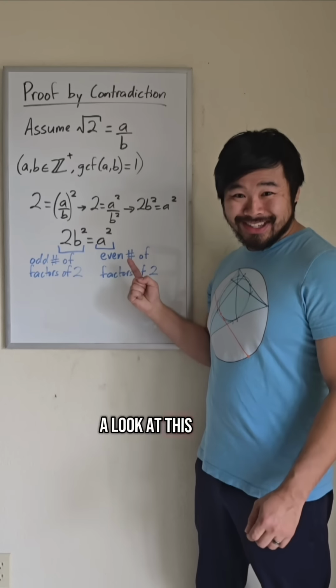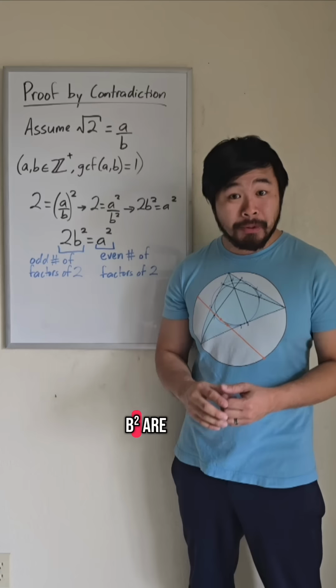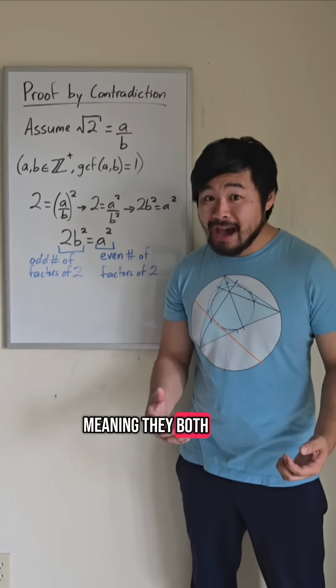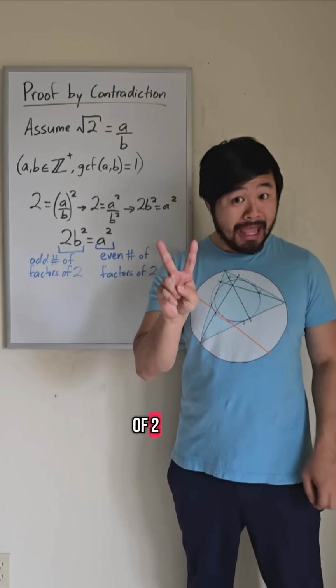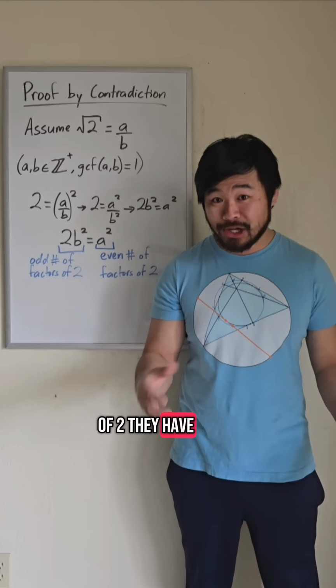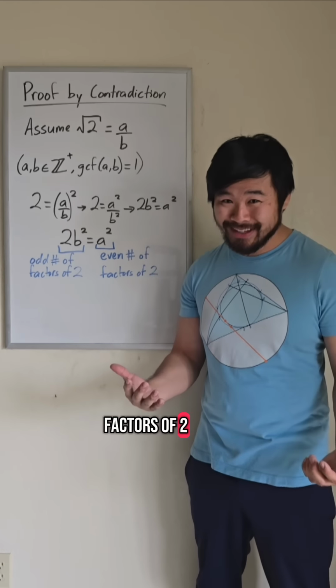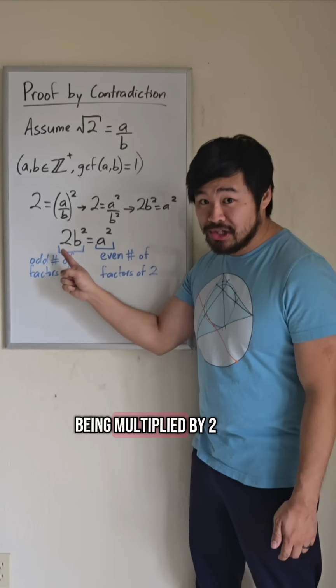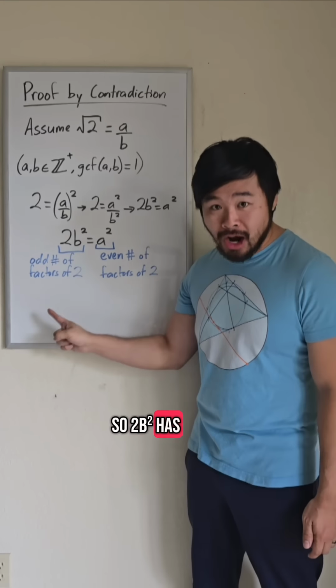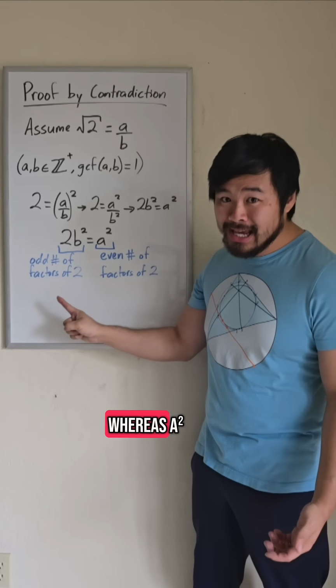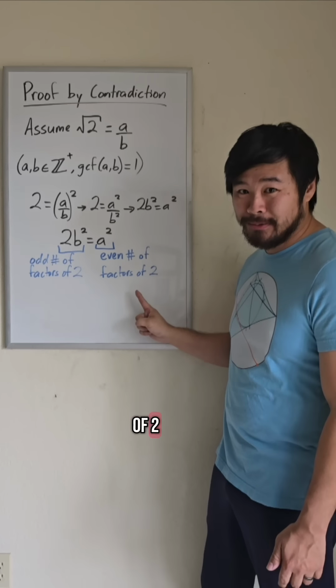Now, let's take a look at this. a squared and b squared are both square numbers, meaning they both have an even number of factors of 2. I don't know how many factors of 2 they have, it could be 0, but I know that they both have an even number of factors of 2. Now, b squared is being multiplied by 2, so 2b squared has an odd number of factors of 2, whereas a squared has an even number of factors of 2.